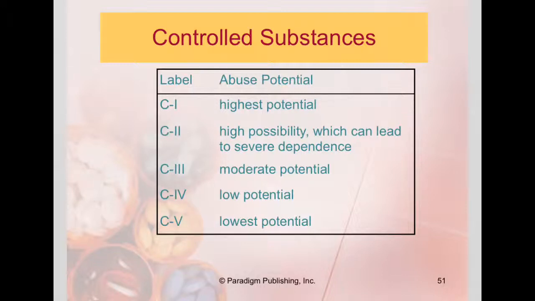The C4s have really low potential. Those are your cough syrups, like just your guaifenesin with codeine, things like that. People don't really abuse those much.